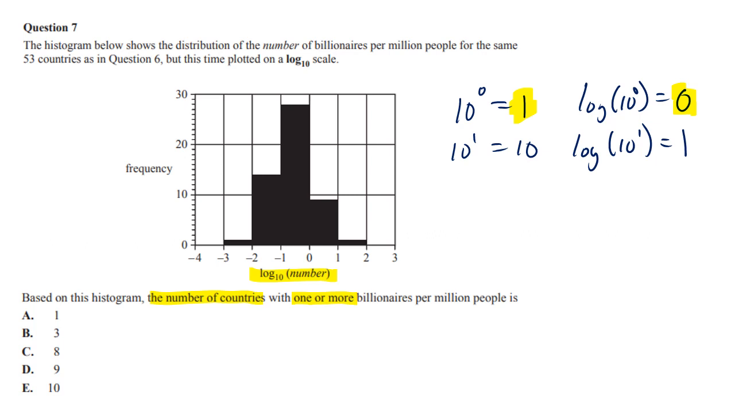So what we're actually looking for is this point, and we said that's going to be 1 in real numbers, not log of the numbers, and or more. So we need to add up this one, which is 9, and this one, which is 1. So 9 plus 1 equals 10. The answer is E. You can imagine a lot of people made a mistake of choosing A, and about 29% of people did. They chose A because they thought 1 was 1, and it's not on a log scale.